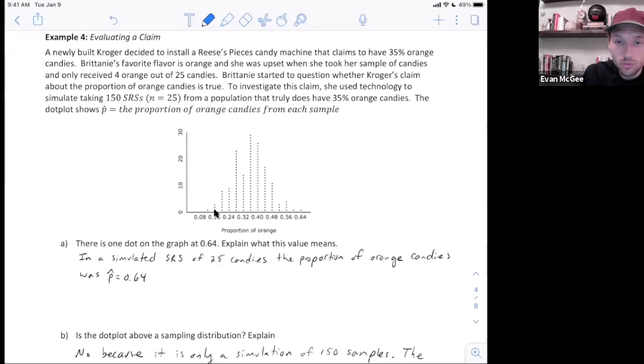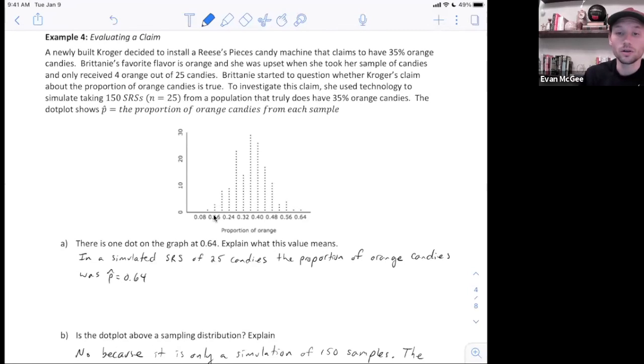So we look here and there's 1, 2, 3, 4 times, because 16 or more extreme would be that small or smaller. It only occurred 4 out of the 150 times. So 4 out of 150 times, that is 2.7%. So if there was 35% orange candies in the machine, it would be very unlikely that Brittany would get a sample proportion of 16 or fewer by chance alone. So this can help us to rule out the first option of sampling variability.